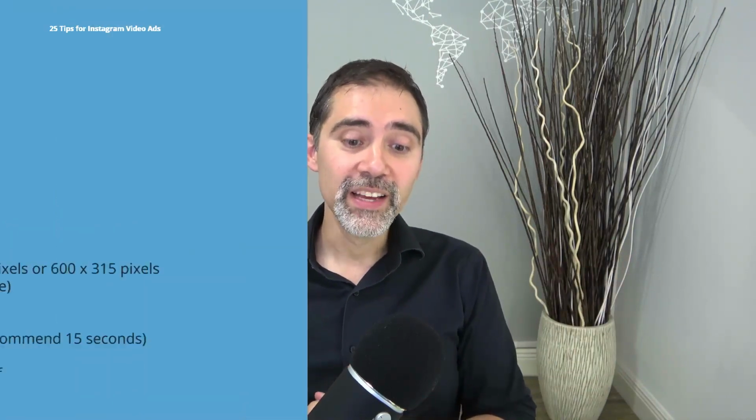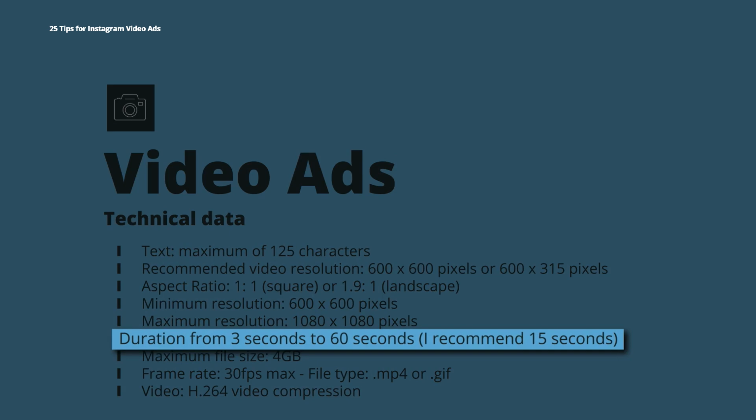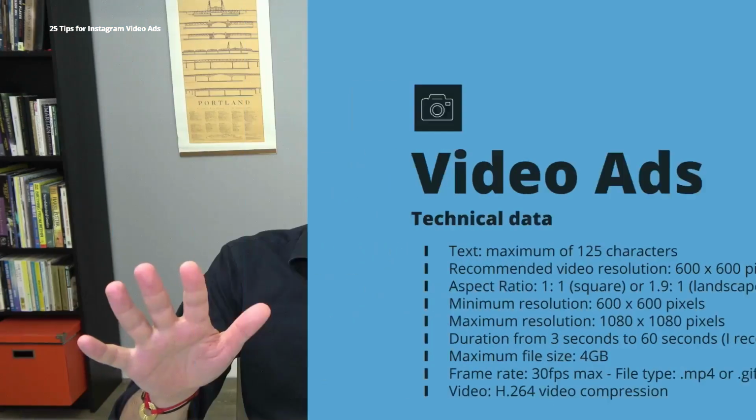The duration of the video, you may be asking, okay, Diego, how long should the video be? The video could be from 3 seconds up to 60 seconds on Instagram. This may change in the future. Right now, that's the rule. What I recommend is 15 seconds or around 15 seconds, okay? That's what I recommend based on what I see that is working now.